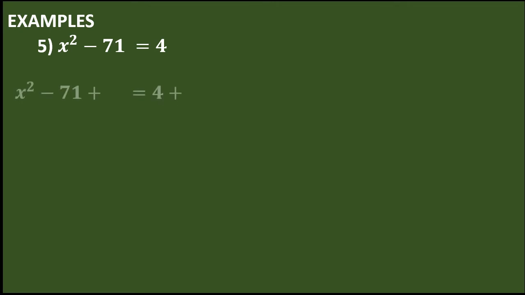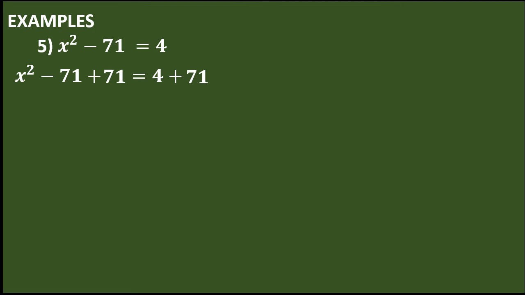Let us now have the next example. X squared minus 71 equals 4. We have to move negative 71 to the right side of the equation using the additive inverse of negative 71, which is positive 71. So we have to add positive 71 on both sides of the equation.